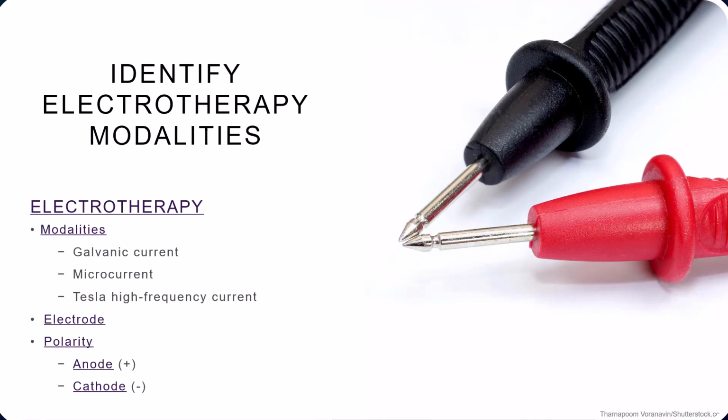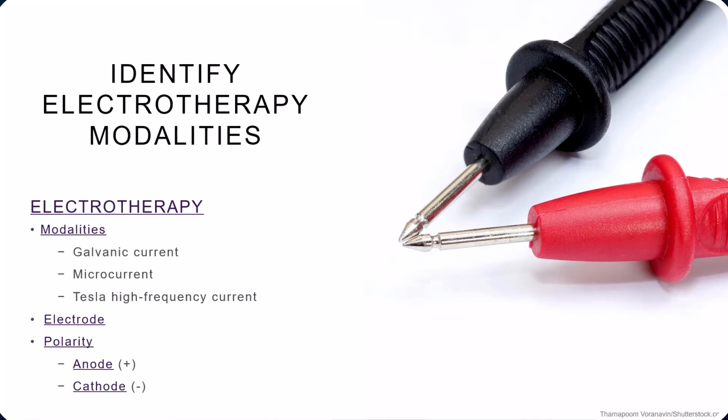An electrode, also known as a probe, is an applicator for directing electrical current from an electrotherapy device to the client's skin. It's usually made of carbon, glass, or metal, and each modality requires 2 electrodes, one negative and one positive, to conduct the flow of electricity through the body, with the exception of Tesla high-frequency current, which only uses one electrode.